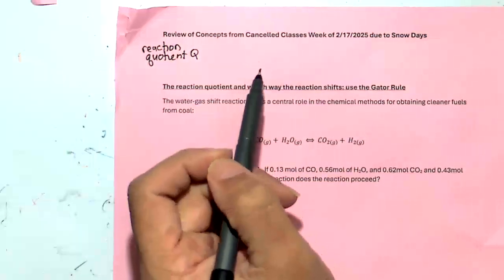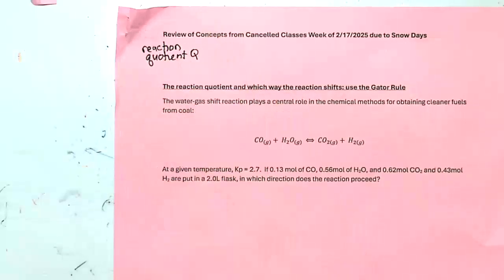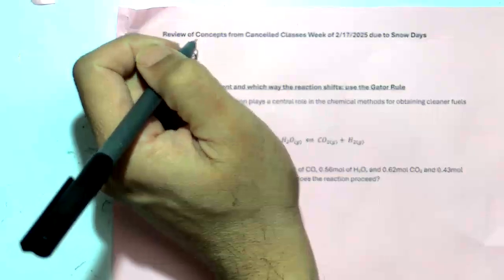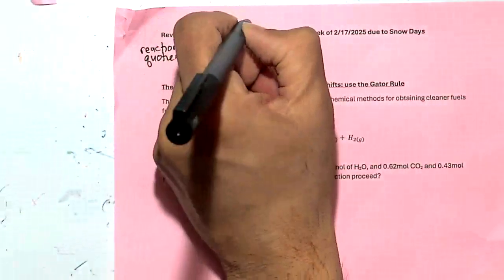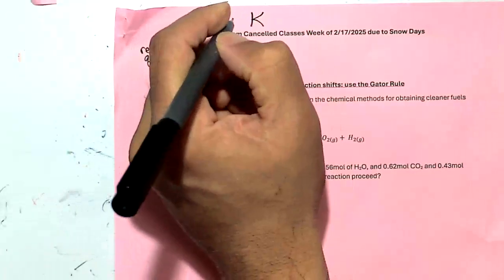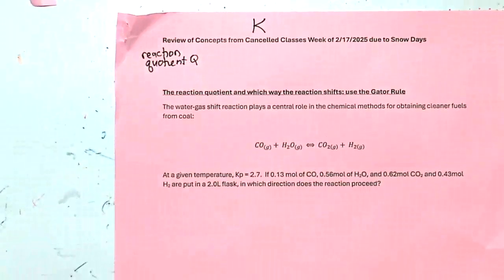So, the review of concepts from canceled classes. This is a review from those videos that I asked you to watch for extra credit. Let's go over this one problem here, and it involves the reaction quotient Q. We already talked about K, which is an equilibrium constant. This is capital K, not lowercase k.